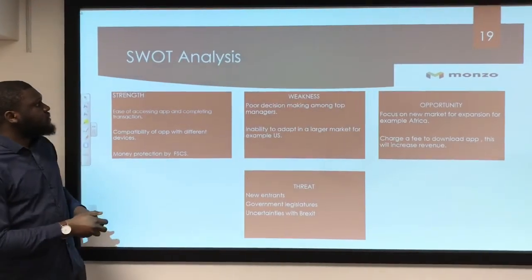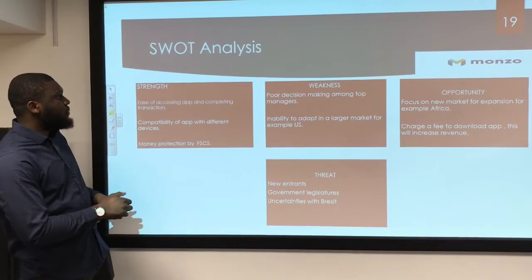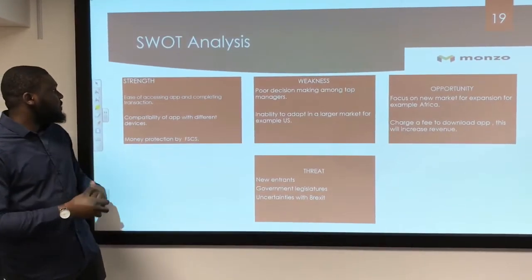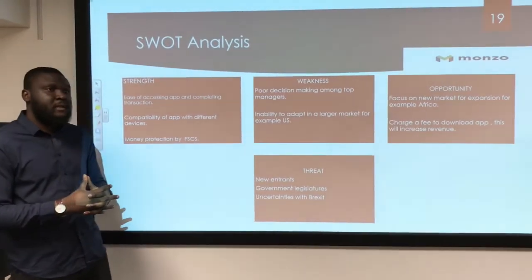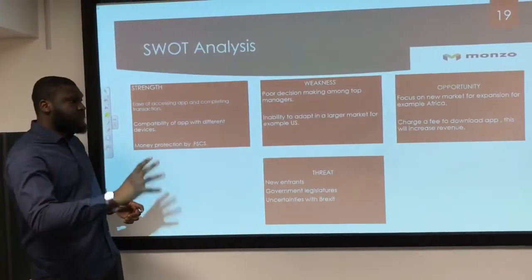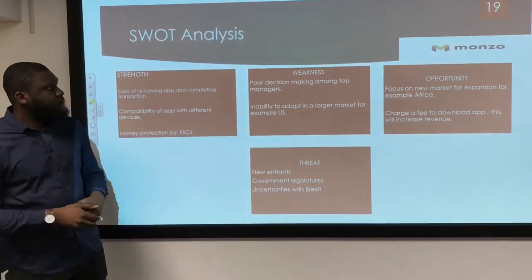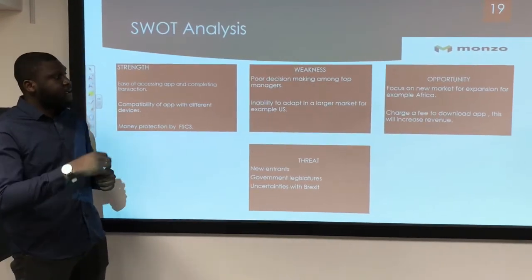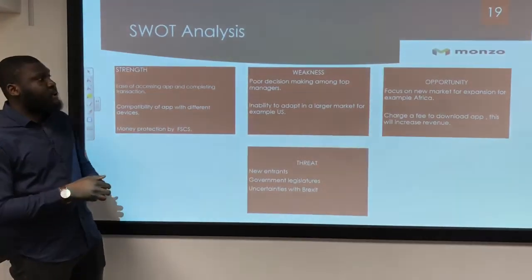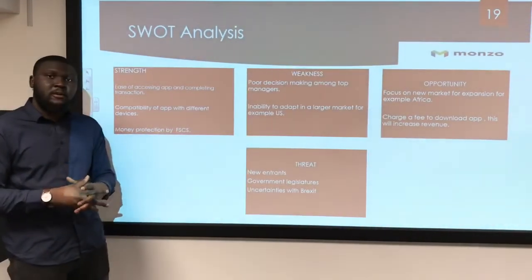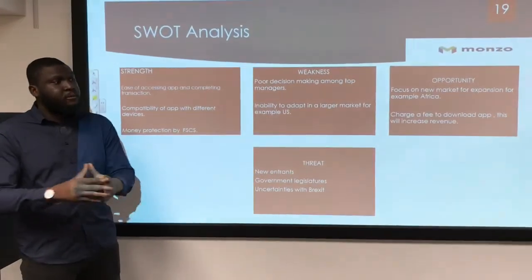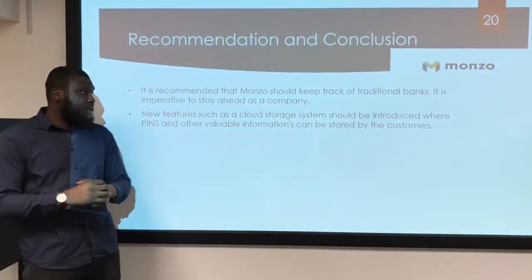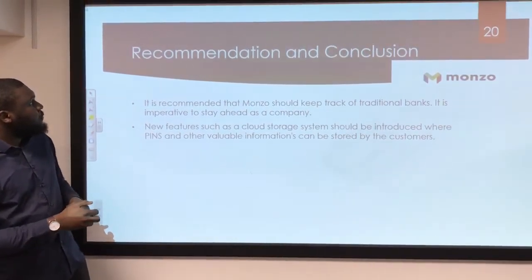Also, I'll be using a SWOT analysis to briefly talk about the business model strategy Monzo has adopted. In terms of strength, the ease of accessing the app is very convenient for a lot of demographics, not just millennials but other people. In terms of weakness, poor decision making really affected its global expansion to the US. Opportunity, it's also an opportunity to focus on a bigger market, which is Africa, for example Rwanda, which is technologically savvy, and this is a great opportunity for them. Threat, of course, is new entrants.